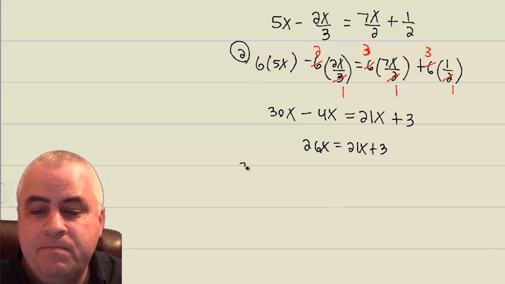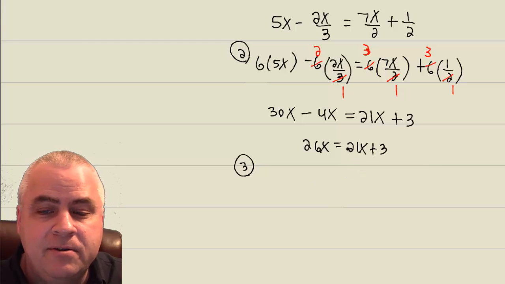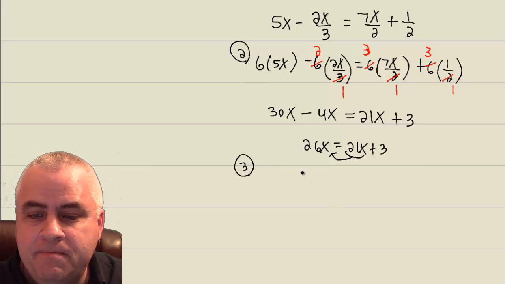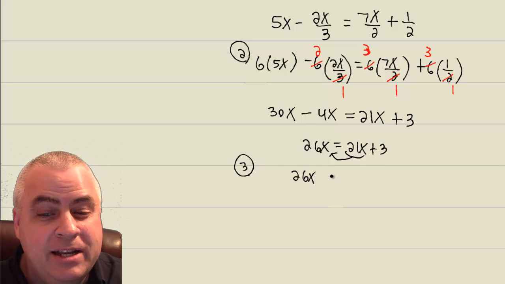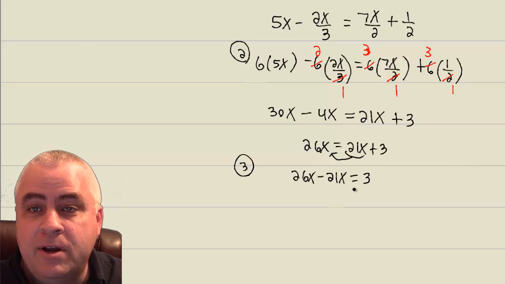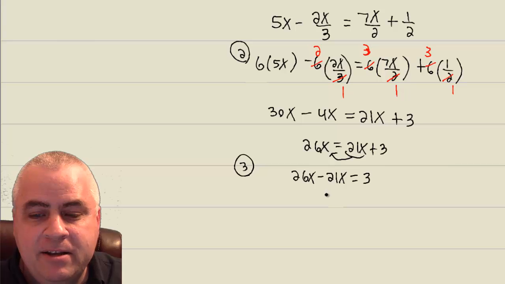Step 3. Get everything with an x on one side, numbers on the other. So I'm going to take this 21x, take this term, and move it over to the left side. So we got 26x. Remember, when you move anything across the equals, your sign changes. So the positive 21x becomes a negative 21x. Equals 3. At any step, combine together like terms. 26x minus 21x gives us 5x.